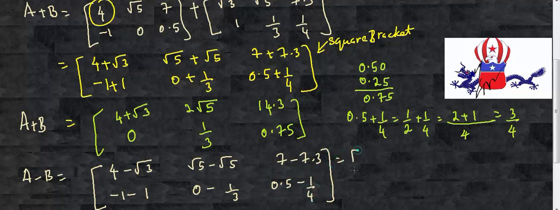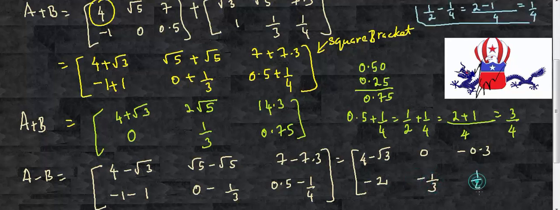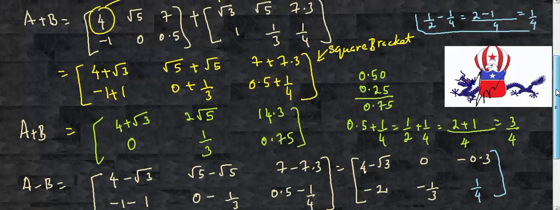You can simplify them and write the output. 4 minus root 3, you cannot do anything in that case because you don't know the value of root 3. So simply write it as 4 minus root 3. Root 5 minus root 5 would give you 0. Now 7 minus 7.3 would give you negative 0.3. Negative 1 minus 1 would give you negative 2. 0 minus 1 over 3 would give you negative 1 over 3. Either write it as 1 over 4 or as a decimal quantity. I think you are able to get what I'm trying to tell you here.